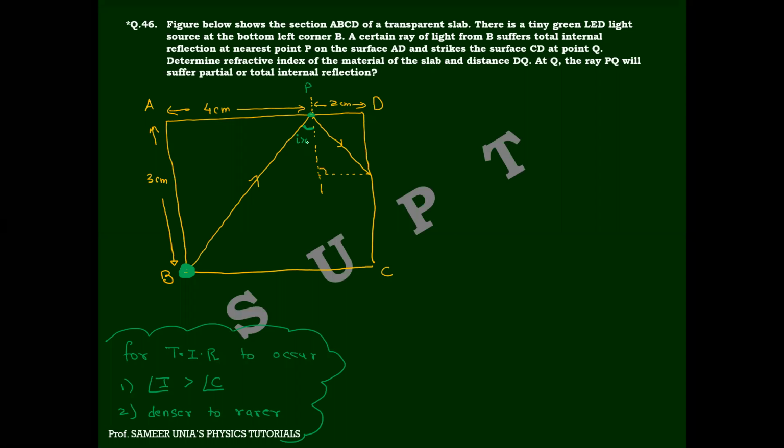At point P and strikes the surface CD at point Q. So ये point Q है. Determine the refractive index of the material. मतलब क्या निकालना है हमको? म्यू फाइंड करना है. At Q will the ray suffer TIR or partial? So at Q what will happen? ये दो questions है which are asked.